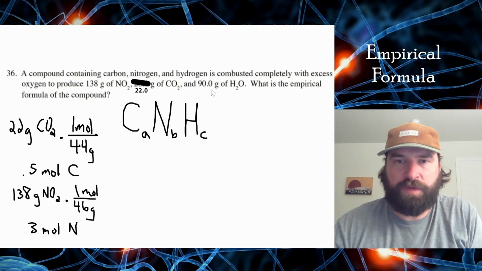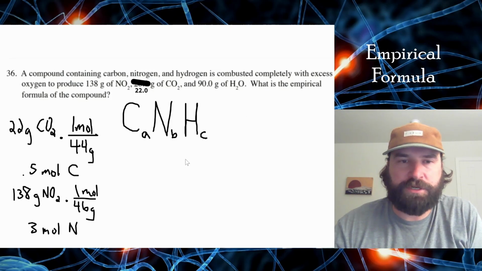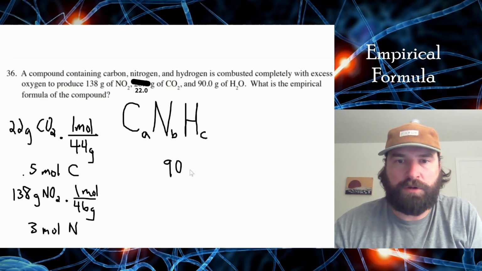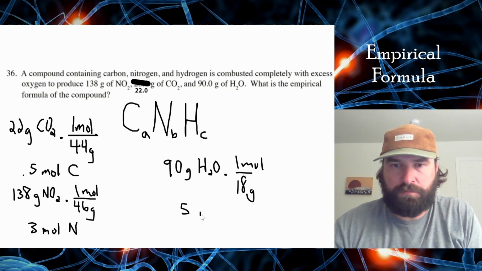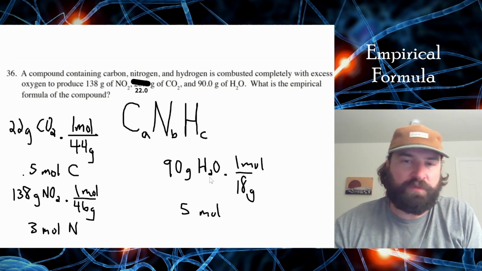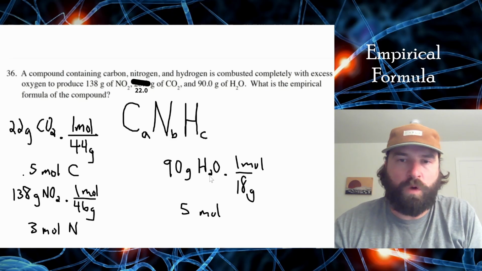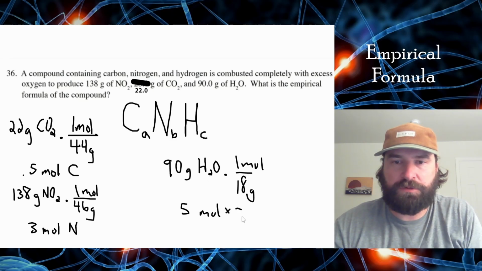And then finally, we've got 90 grams of H2O, which is the compound that has the hydrogen in it. So we're going to do 90 grams of H2O, and water's molar mass is going to be 18 grams for every 1 mole. 90 divided by 18 is 5 moles of H2O, but we've got 2 hydrogens in every water molecule, so we have to multiply this by 2 for the number of hydrogens, which gives us 10 moles of hydrogen.